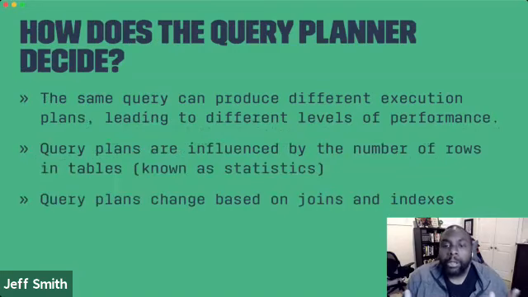Okay, so how does the query planner decide what to execute? As we said, the same query can produce different execution plans leading to different levels of performance. So you might have a query that has been running fine for years, and then one day a database admin says, yeah, this query sucks. And you're like, I don't understand, this query's been running the same, I haven't touched it in years. What happened? Query plans are influenced by a couple of things. One, they're influenced by the number of rows in a table. That's known as statistics, and we'll talk a little bit about that later. But query plans can also change based on joins and different indexes that you use, right?